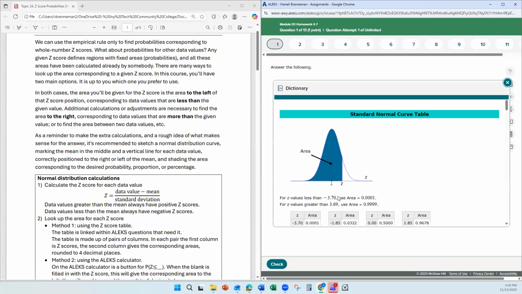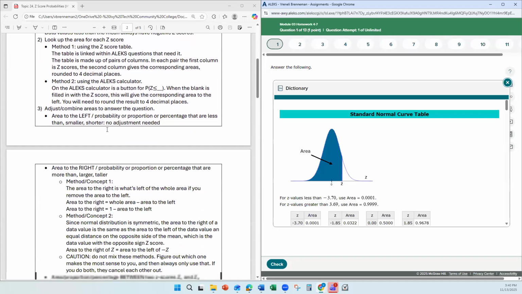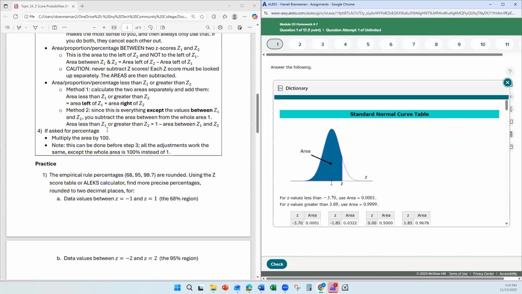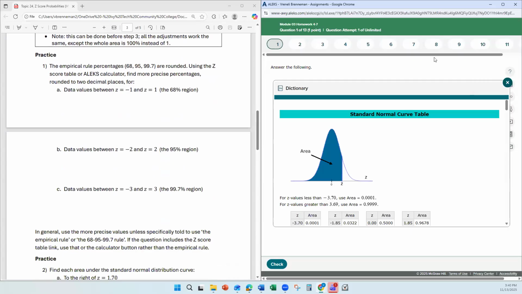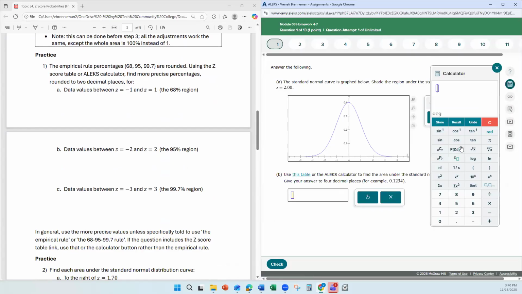If you're needing to find the area to the right, the area between, anything like that, you have all the details of those calculations here in this table. And we'll do examples. You can also use the calculator. So the ALEKS calculator, you come here, you use this button, you put in the z-score. You then have to do the rounding. You always round to 4 decimal places. And you should also round the z-score to 2 decimal places before you put it in.